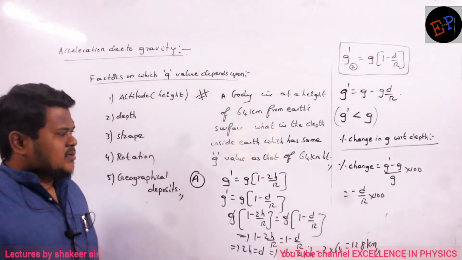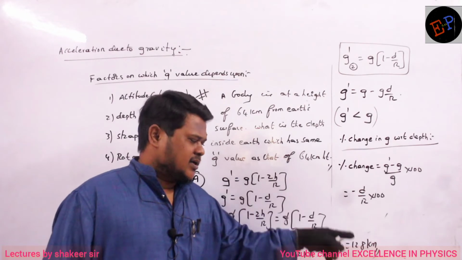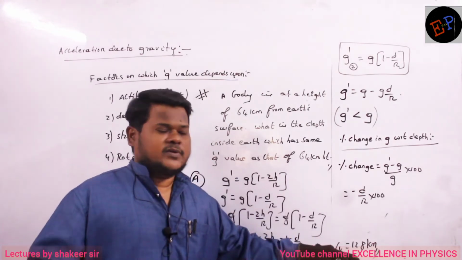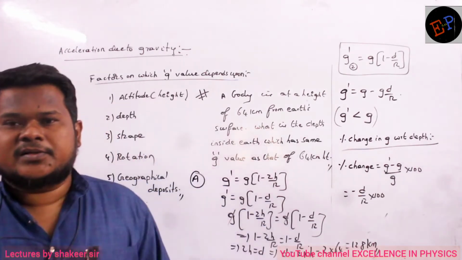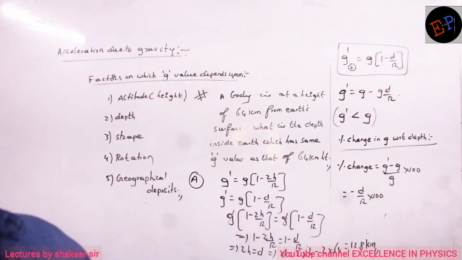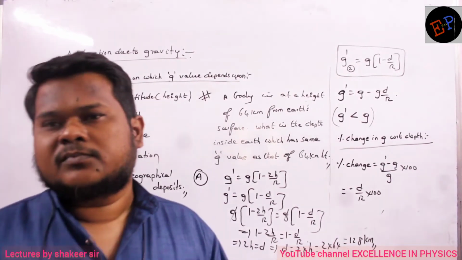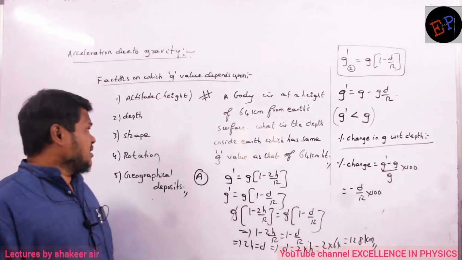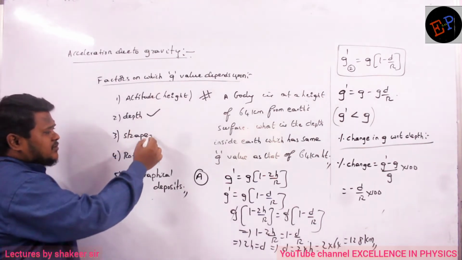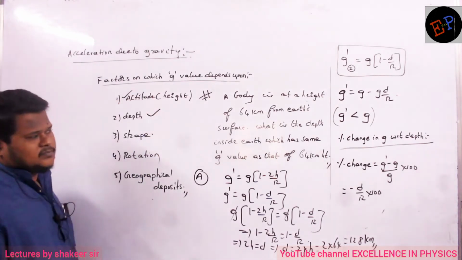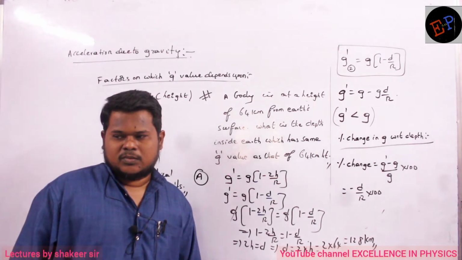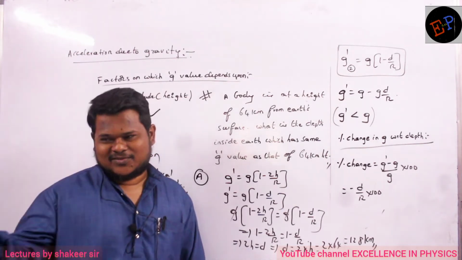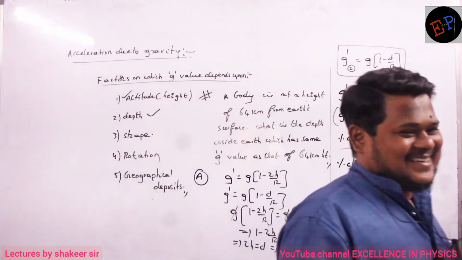Are you able to understand? So at a height of 64 and at a depth of 128, the same g value will be present. Understood, no? Make a note. So that is the calculation depending on depth and altitude. The percentage variation is H percentage minus D by R into 100. So that's your wish. Clear?